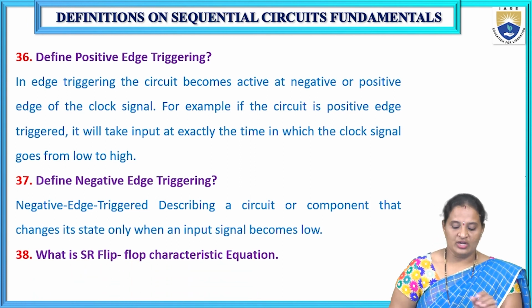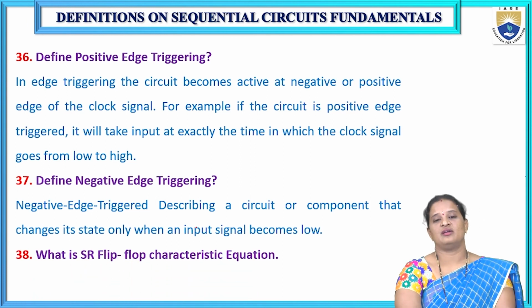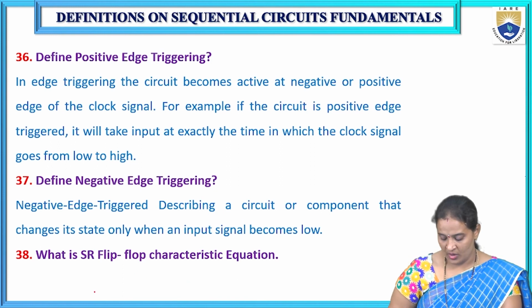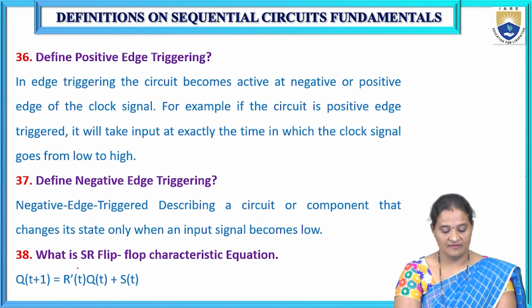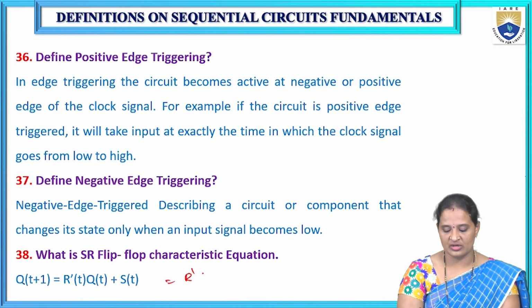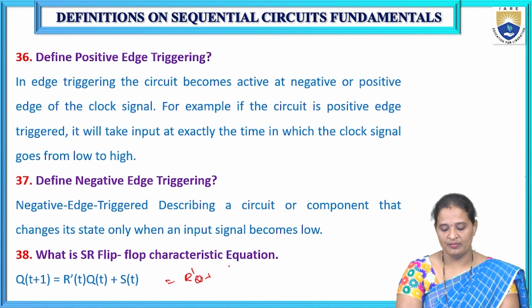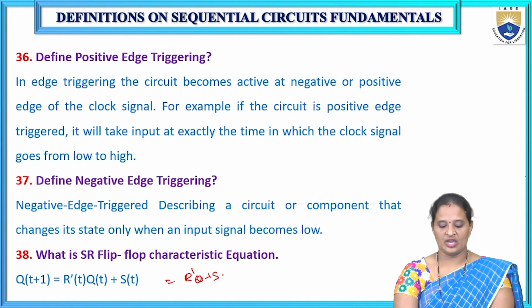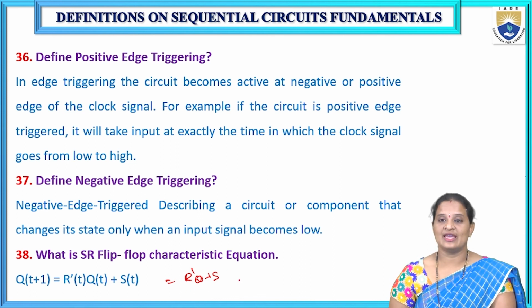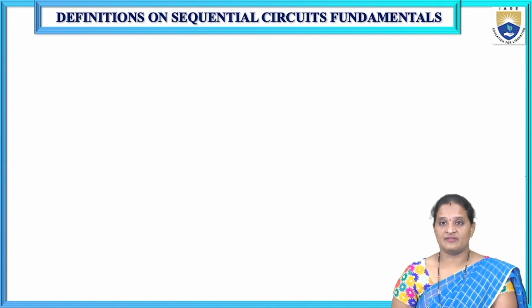And what is the characteristic equation for the SR flip-flop? As we all know, SR stands for set reset. So the characteristic equation for the SR flip-flop is Q of t plus 1 is equal to R dash of t into Q of t plus S of t, or in short we can also write it as R bar Q plus S, that is R complement Q plus S. So this is the characteristic equation of the SR flip-flop.